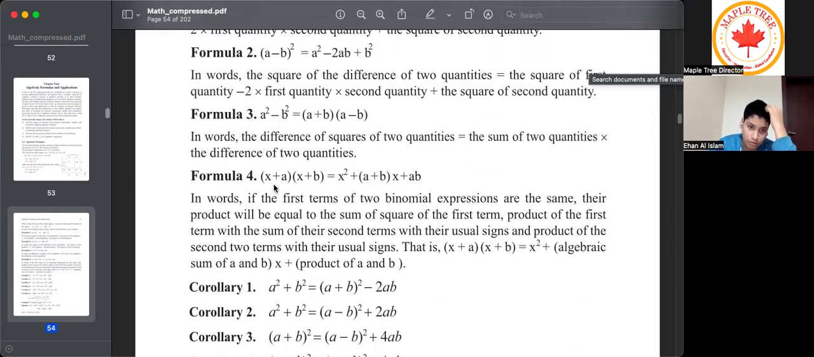Now formula 4, x plus a into x plus b. Here we did the formula with a and b, now we add x. In the first quantity there is a, in the second quantity there is b, and x is added with both quantities. So the same number is added with different quantities. If you multiply that, it will be equal to x square plus a plus b into x plus ab. So that is another formula.